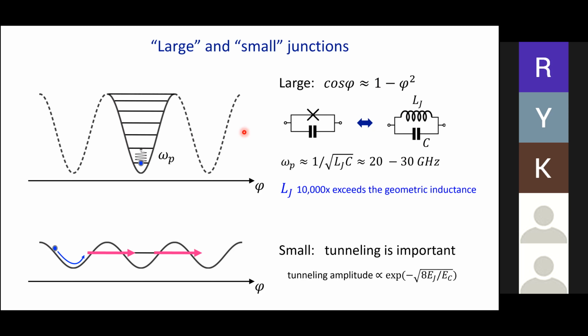Then the small junction: I use the small junction when the tunneling between different wells is important. And this tunneling amplitude is exponentially proportional to the square root of E_J over E_C, where E_J is the Josephson energy of the junction and E_C is the charging energy of the junction. So in this case, the junction behaves like a truly nonlinear system.